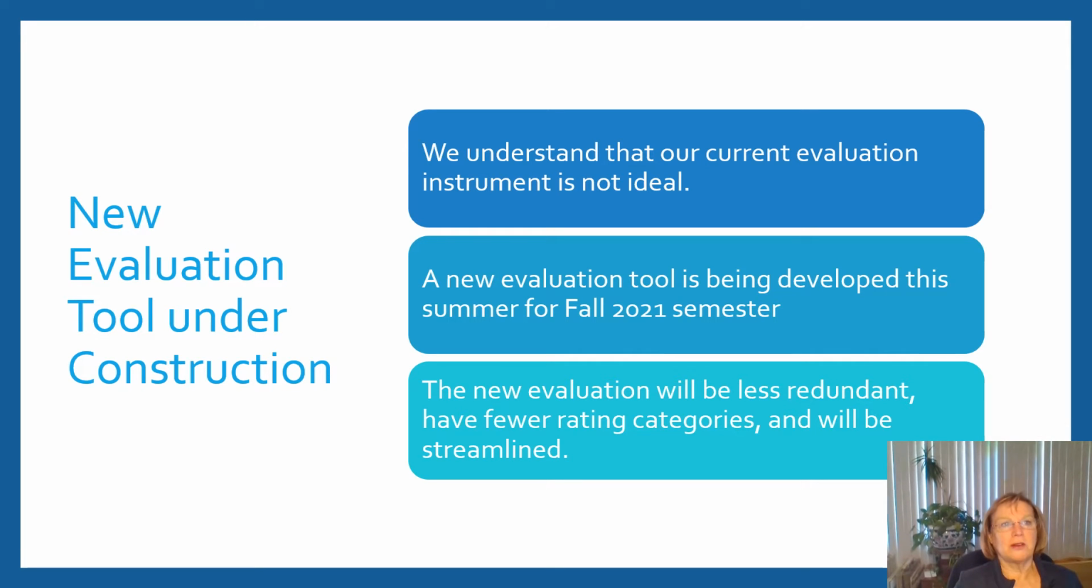We just want to make a notation that we know our current evaluation instrument is not ideal, and we're going to be revising it this summer for a rollout for fall 2021 semester. We hope to make it less redundant, have fewer rating categories, and be more streamlined.